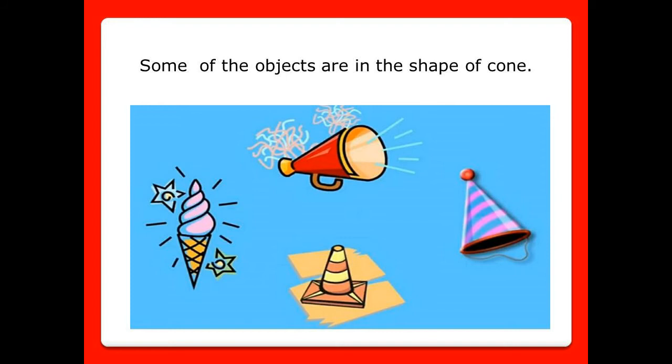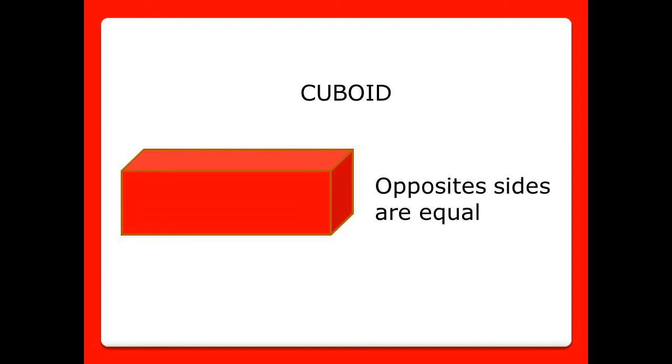For example, the party cap, loudspeaker, ice cream, and so on. The next shape is cuboid. In the cuboid, the opposite sides are equal.